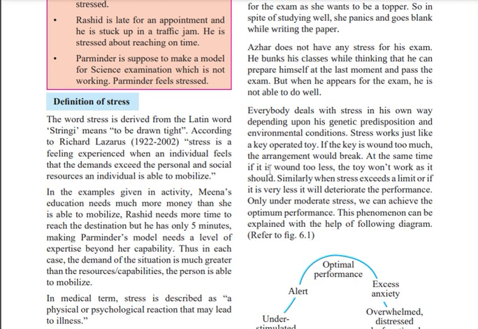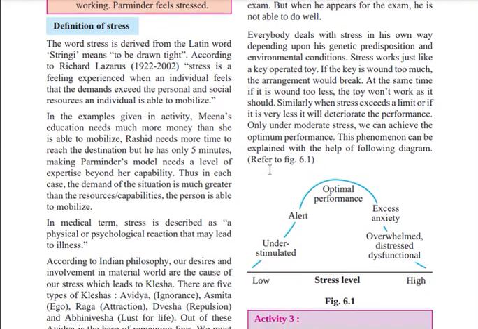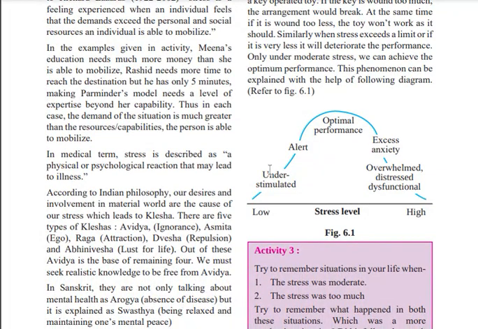Stress works just like a key-operated toy. If the key is wound too much, the arrangement would break. At the same time, if it is wound too little, the toy won't work. Similarly, when stress exceeds a limit, it deteriorates performance. Only under moderate stress can we achieve optimal performance, and this phenomenon can be explained with the help of the following diagram.